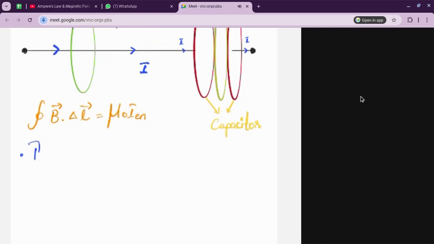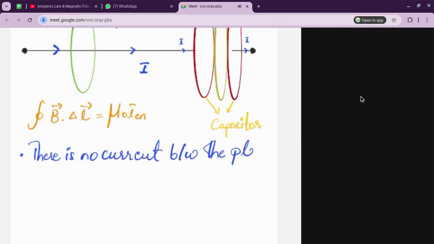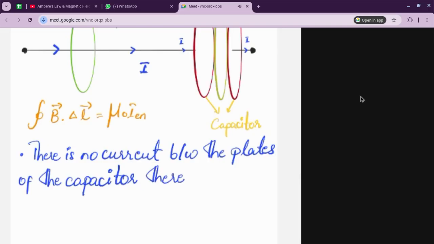Okay. So I should write like this, that there is no current between the plates of the capacitor. There is only vacuum.